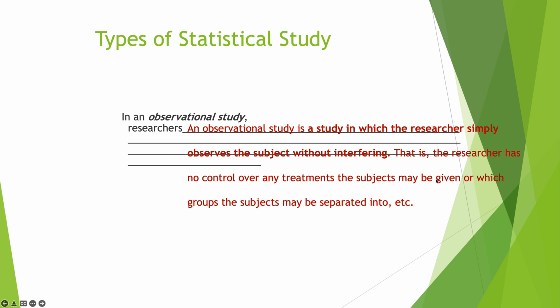Types of statistical studies. First type is an observational study. An observational study is a study in which the researcher simply observes the subject and doesn't interfere. He just sits back and he watches. I guess that would kind of be like Darwin with the finches on Galapagos. That is, the researcher has no control over any treatments the subjects may be given or which groups the subjects may be separated into, etc. He is basically as impartial as it possibly gets.